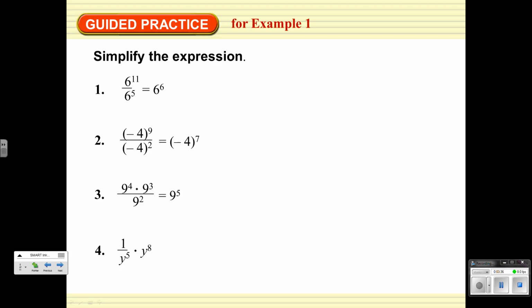Or at least let's look at it like this. We have y to the 8th power. Let's look at it like it's over 1. And we can just multiply straight across. And 1 times y to the 8th is y to the 8th. And then y to the 5th times 1 is y to the 5th. And now we have a normal problem that looks like what we have up here. So we're going to subtract 5 from 8, and we end up with y to the 3rd.